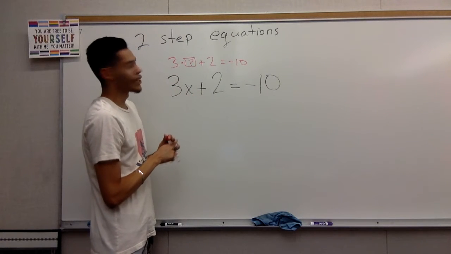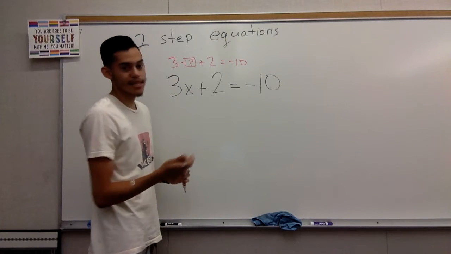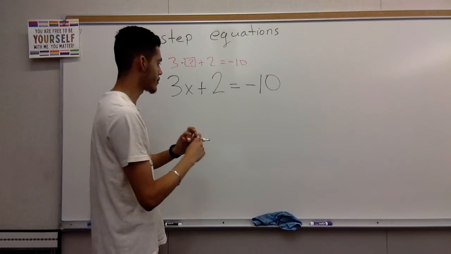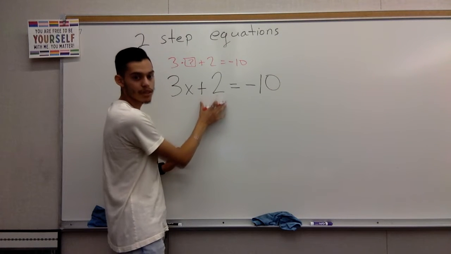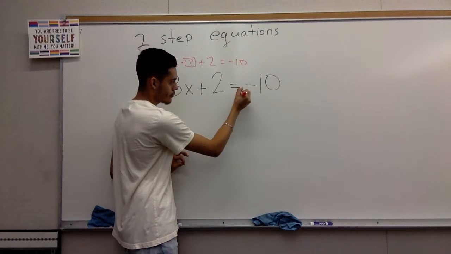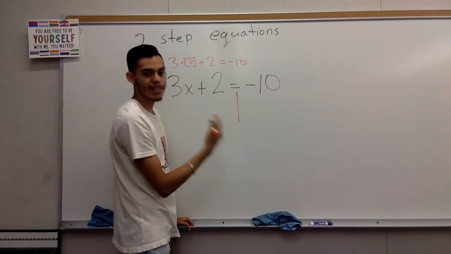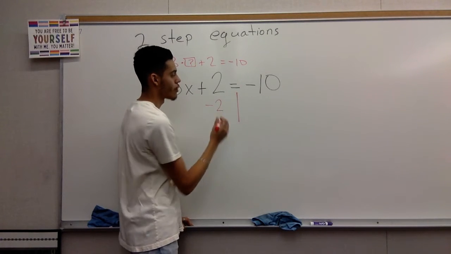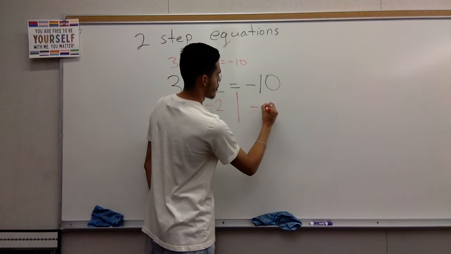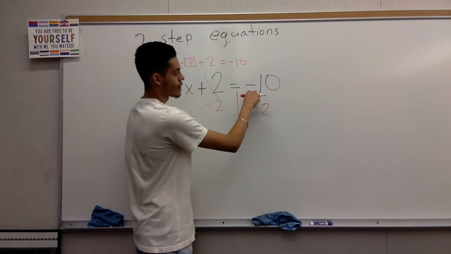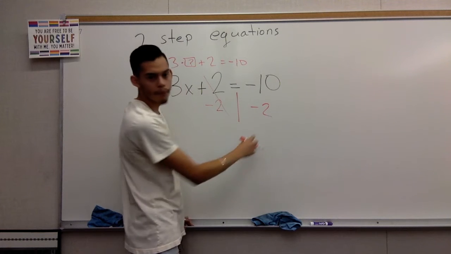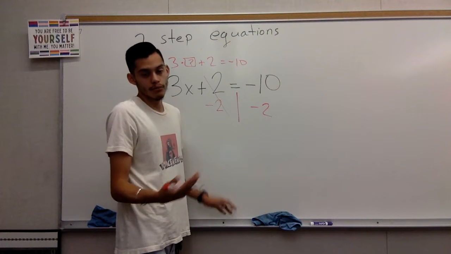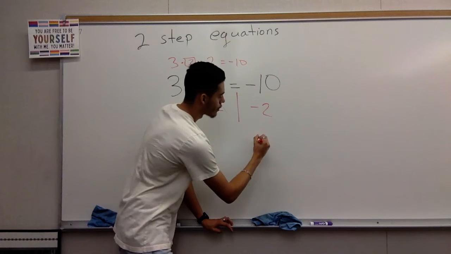Here, you can't just guess a number, because most of the time you're not going to get what is equal to negative 10. So now you're basically working backwards. Here, we're going to focus on this positive 2. This is plus 2, so we're going to do the opposite to it. The opposite of addition is subtraction. So we subtract 2 from this side, and what you do to one side, you do to the other. Now you have negative 10 minus 2. If you owe me $10 and then you owe me another $2, what are you going to owe me in total? You're going to owe me $12.